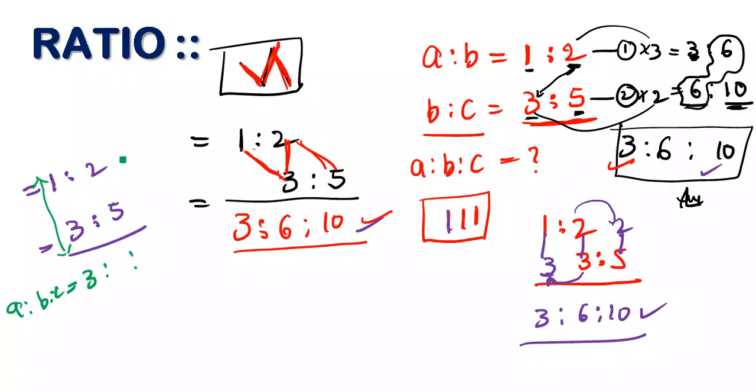Next, if you want to find out the C value, multiply the last two numbers, the right hand side numbers. 5 2s are 10. And if you want to find out the B value, multiply these two numbers. 3 2s are 6.